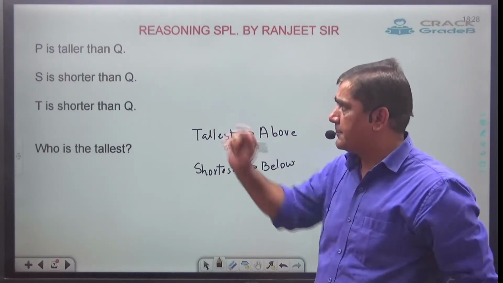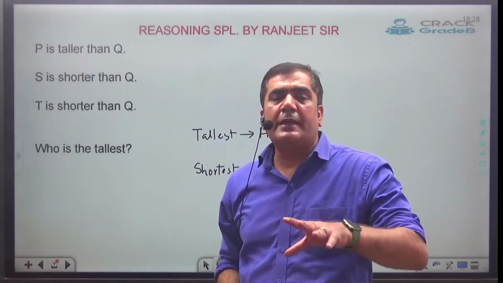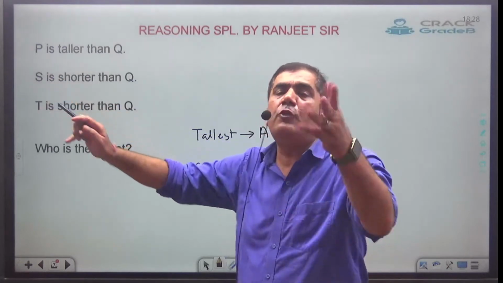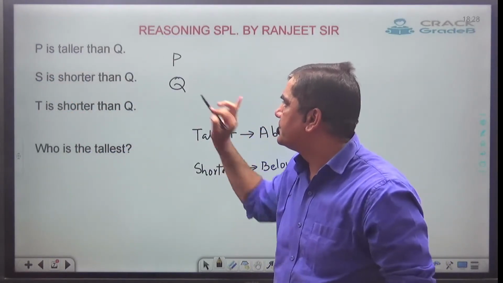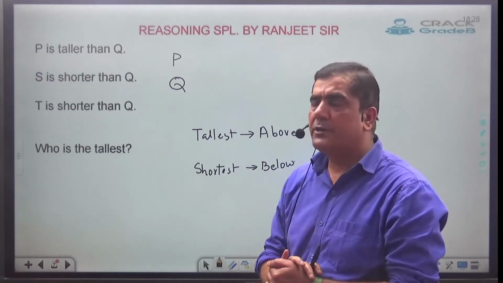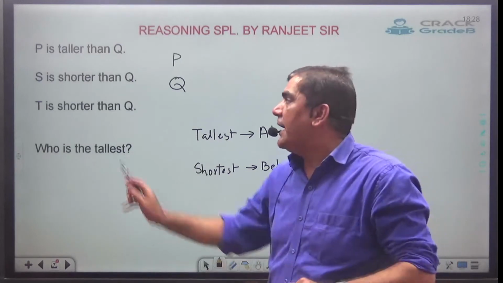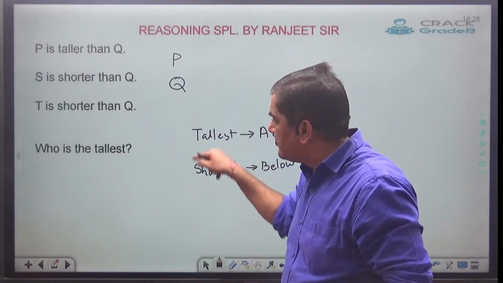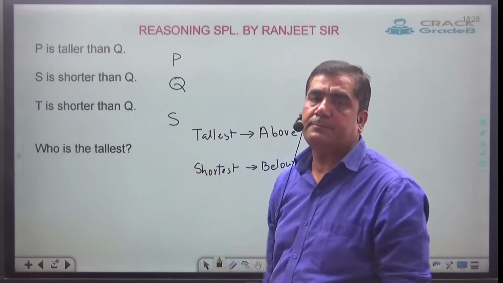Clear? Now let's start. Here they are saying P is taller than Q. So P is taller than Q means taller always means above. Who will be above? P. Above whom? Q. So I will say P will be above Q, like this. Next one. S is shorter. Shorter means what? Below. So I will say S is below Q. Below means what? S will be somewhere, anywhere below Q. So let's assume S to be over here.